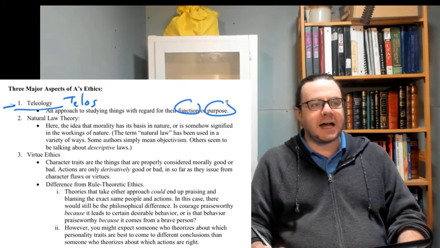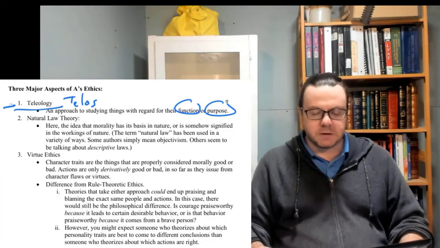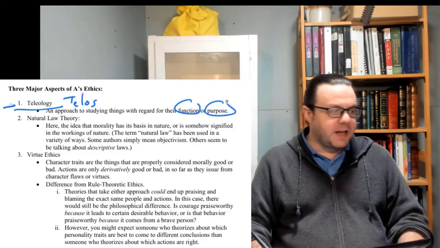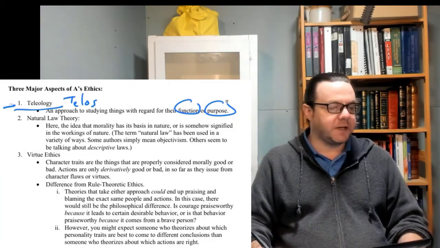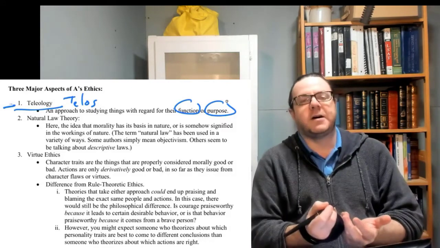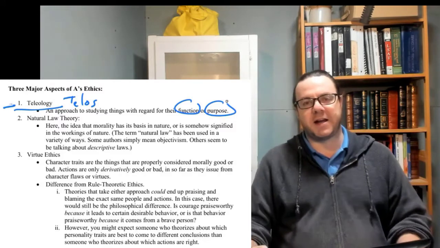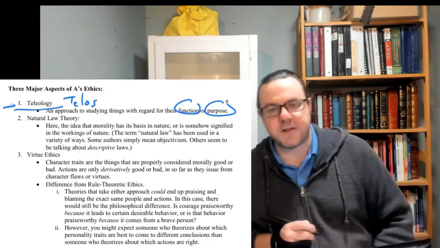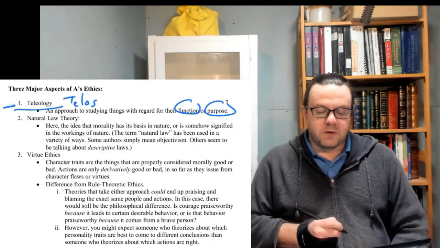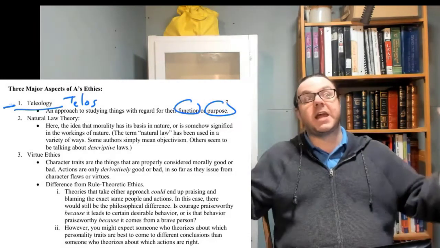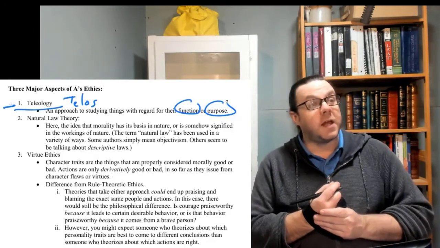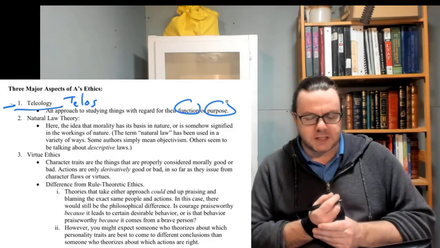The next idea that is an ingredient in Aristotle's ethics is what philosophers call natural law theory. Natural law theory can actually mean a couple of different things. Sometimes the idea of natural law simply means objectivism or realism about ethics, that there is such a thing as a correct moral stance. This is described as the natural law as opposed to human laws, and that's maybe why we think that natural law is a component of Aristotle's theory.